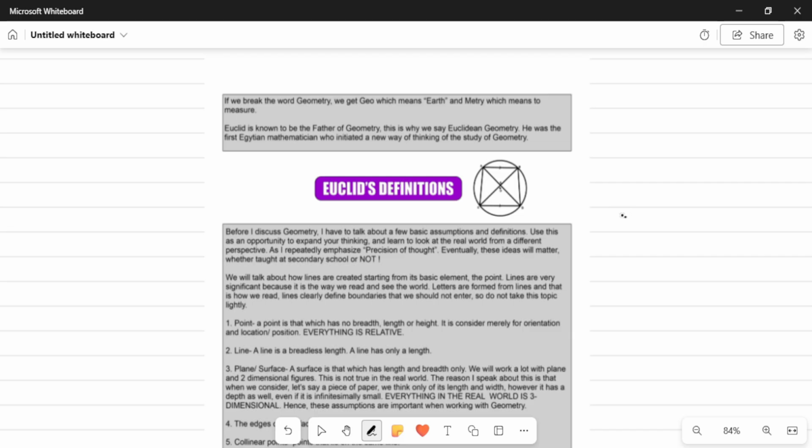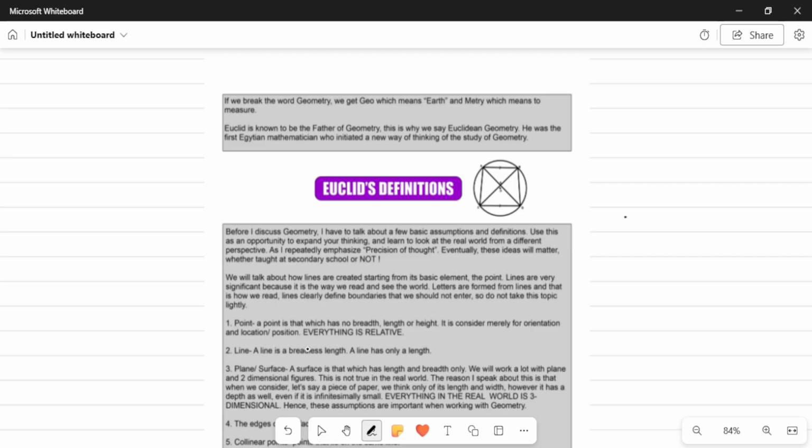So where is that point on the page? That's what the point enables us to do. It enables us to orientate things and place it at a specific location or specific position or orientate it differently, either rotate it or whatever. But without the point, we will not be able to do that. So that's why there's a few basic assumptions that we need to go through in order for geometry to even exist in the first place.